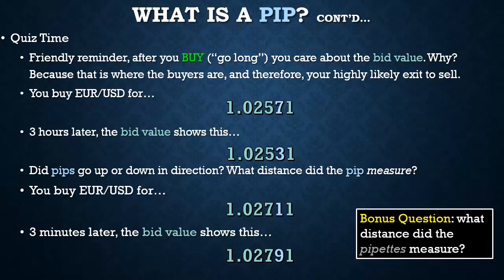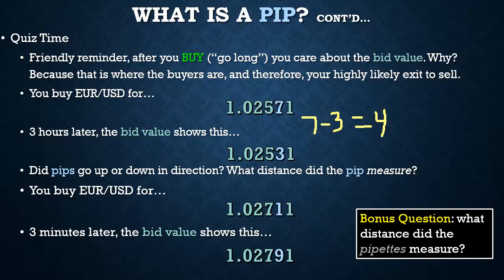Second question, what distance did the pip measure? So if you paused, welcome back. What distance? Well, again, I'm not trying to insult anybody's intelligence, but if it went from 7 down to 3, then you would say that this exchange rate dropped 4 pips. It went down 4 pips.